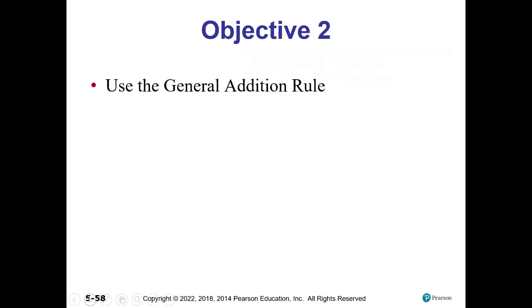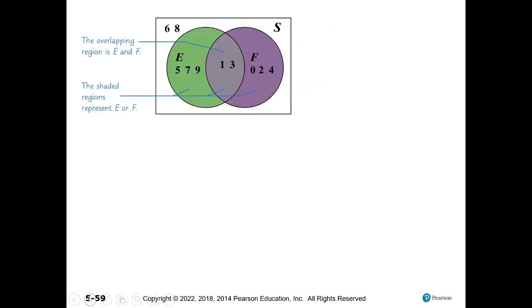Next, we're going to move into the general addition rule. So we're still working with OR questions. We're still working with addition, but there's a difference here. What happens now is this Venn diagram, the two circles overlap.